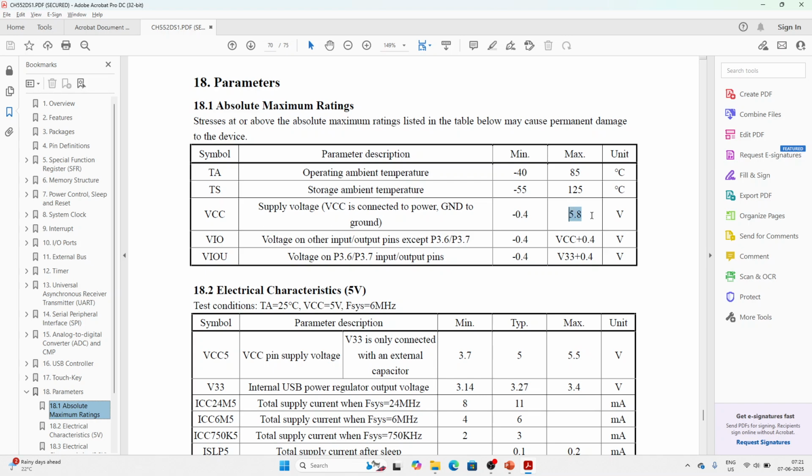So this is the voltage. VCC is a maximum of 5.8, so we cannot exceed 5.8 volts on VCC, and a minimum of minus 0.4. Voltage on USB pins should not exceed VCC plus 0.4. That is, it cannot exceed 6.2 volts if maximum VCC is considered as 5.8. Other pins should not exceed 3.3 volts plus 0.4, that is 3.7 volts at any point of time.